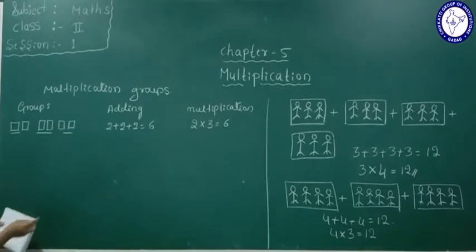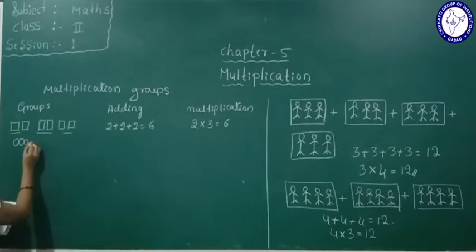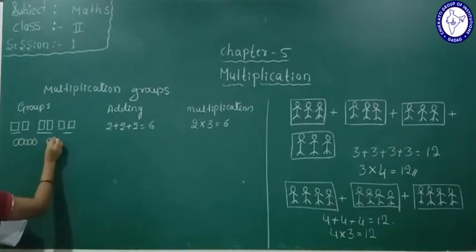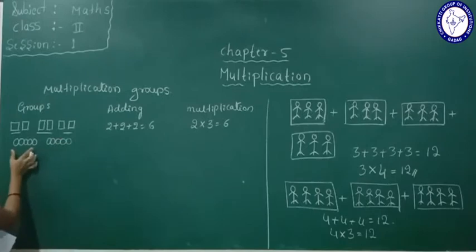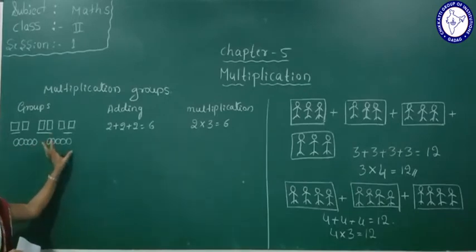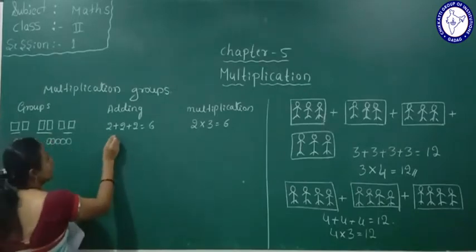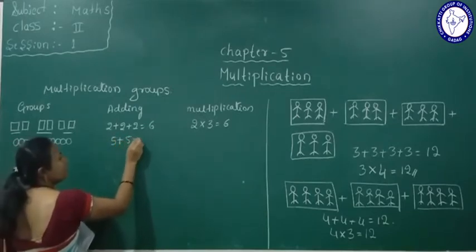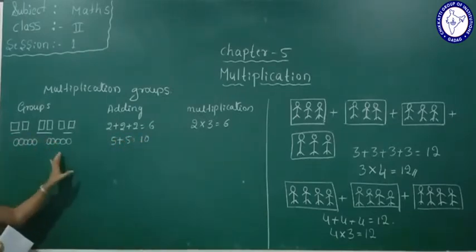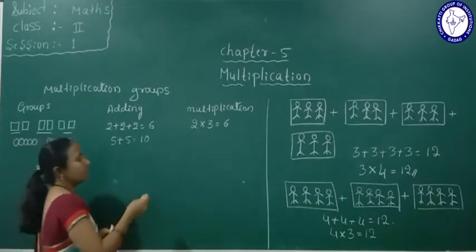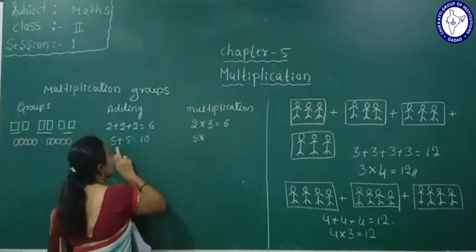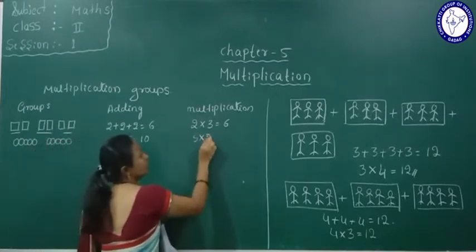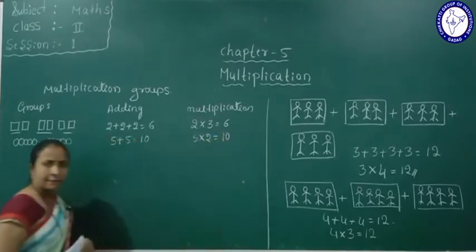Okay. Next one is given with circles. 1, 2, 3, 4, 5. 1, 2, 3, 4, 5. So here see, in one group how many are there? In one group 5 circles are there. Here also in one group 5 circles are there. So 5 plus 5 is equal to 10. So I'll write here 5 is repeated how many times? 1, 2. 2 times. So I'll write 5 twos are 10. Okay.